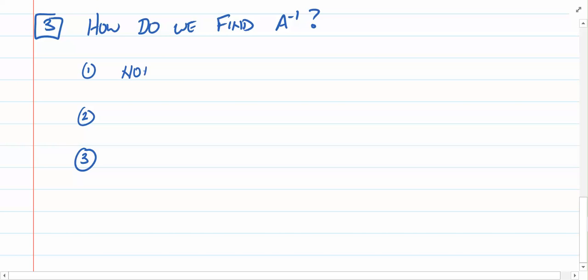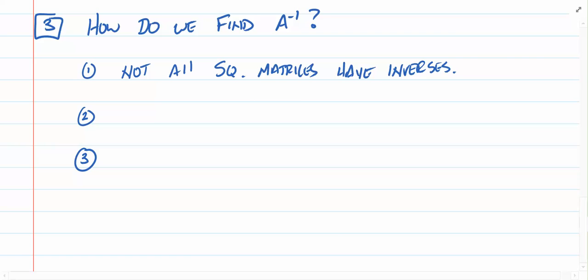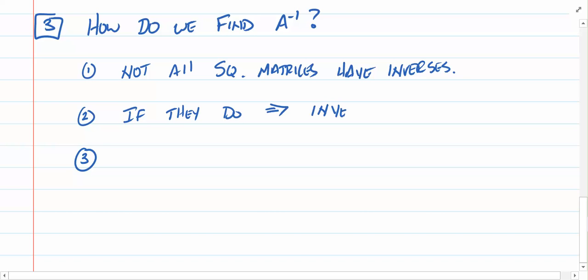You have to realize that not all square matrices have inverses. So just like with regular functions, not all functions have inverses. Same thing with matrices. Not all matrices have inverses. So that's the first thing you have to keep into consideration. Second thing you have to keep into consideration is this. If they do, then we call that matrix invertible. So we have a vocab word here.